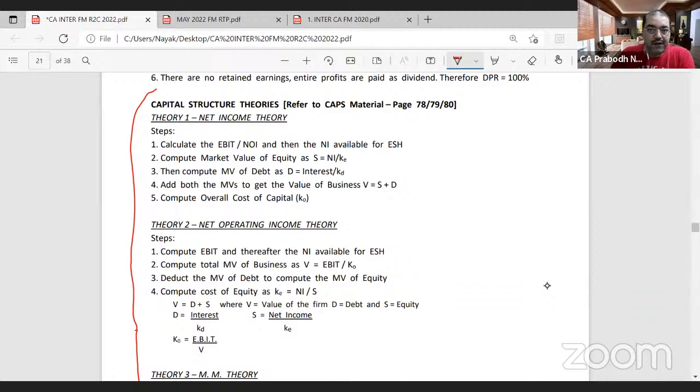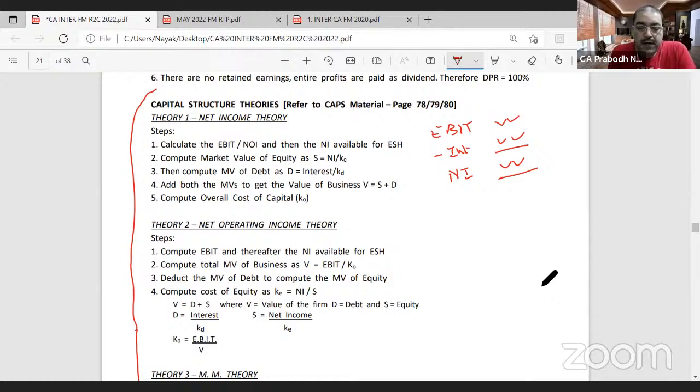Because we have said that there is no tax, there is nothing like profit before tax and profit after tax. We have said that only debt and equity exist, so no difference is possible. So obviously, from EBIT, when I minus the interest, I will directly get the net income. The format will be EBIT, whatever the amount is, minus the interest, and you will get your net income available for shareholders.